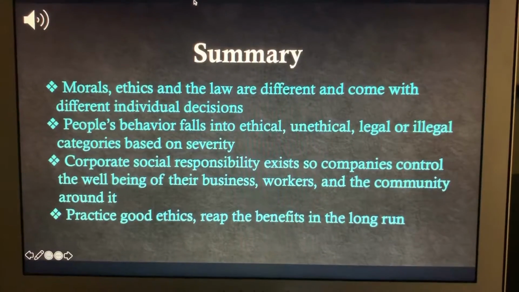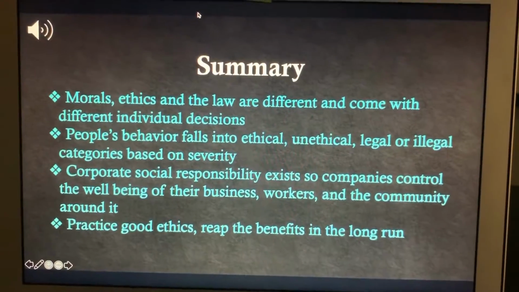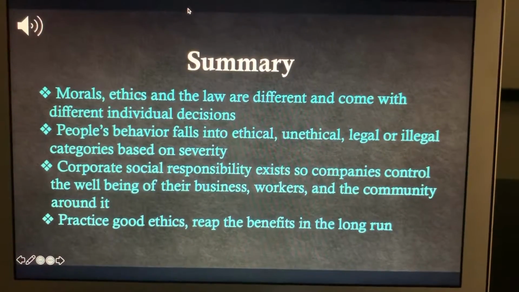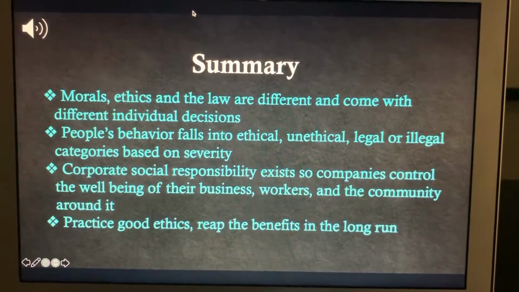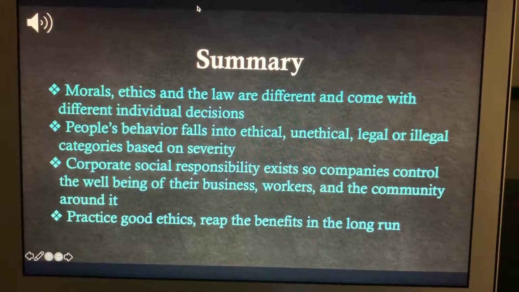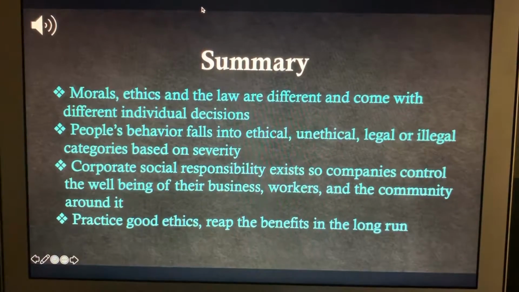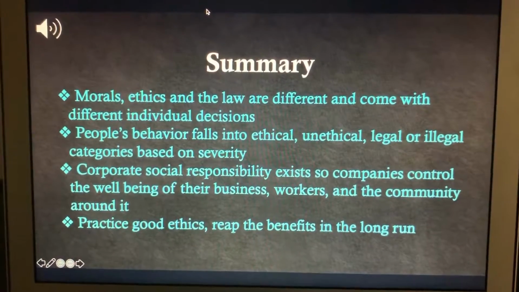Morals, ethics, and the law are different from one another and come with different individual decisions and consequences. People's behaviors fall into ethical, unethical, legal, or illegal categories based on the severity of their actions. Corporate social responsibility exists so companies can control the well-being of their business, their workers, and the community around it. Practicing good ethics reaps the benefits in the long run.